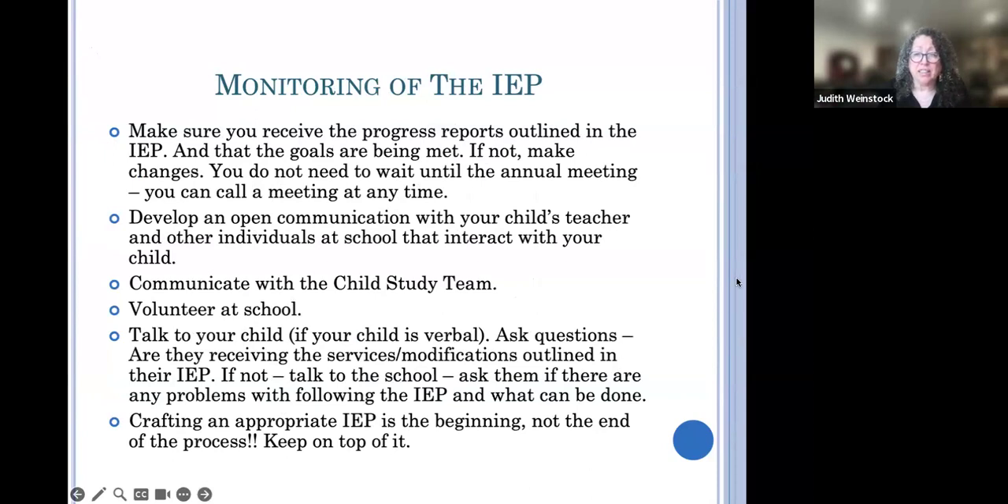that it's being implemented with fidelity, as Denise was talking about. And part of that is communication with your child's teacher. Part of that is communication with your child. If your child is verbal, ask them questions. Are they receiving the services and modifications outlined in their IEP? If not, you've got to talk to the school.